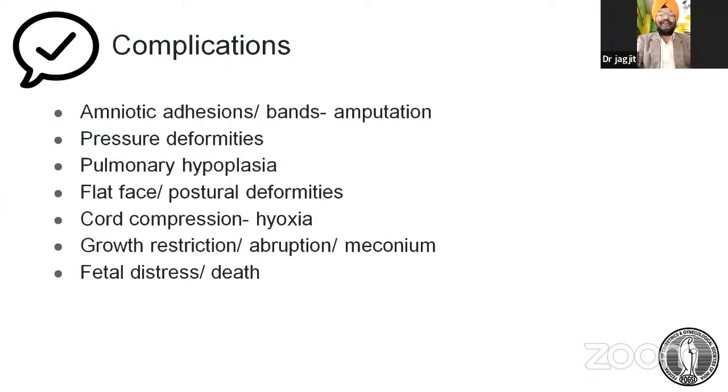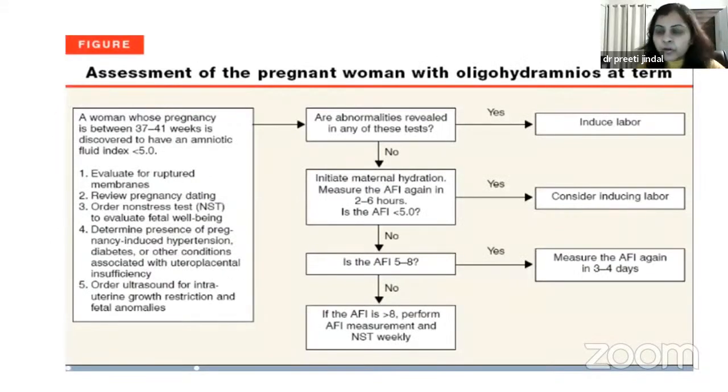Yeah, because of the less amount of fluid, there can be pressure deformities, there can be amniotic fluid adhesions, bands, amputation, and pressure deformities on the face, flat face, postural deformities, cord compression, hypoxia, all those kinds, and because of less space available, there can be growth restriction, and moreover there can be uterine contractions which can lead to preterm labor and fetal distress, and even death can occur because of oligohydramnios. That's what I have. Yeah, an increased risk of, yes.